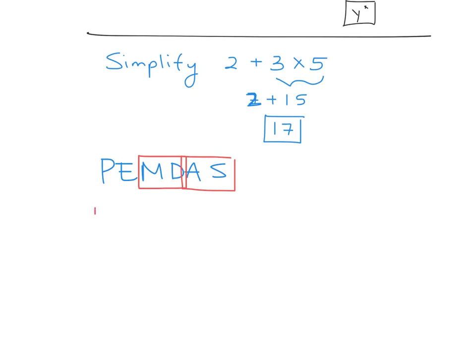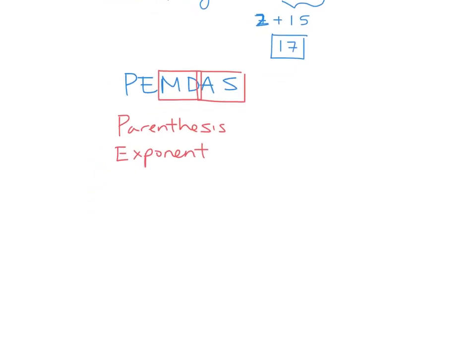When you're doing order of operations, the P stands for what? Parentheses. Okay, what's the E? Exponent. Okay, now here's where people start to make the mistake. M is multiply or multiplication. We're just going to do multiply for the sake of length. D is divide.